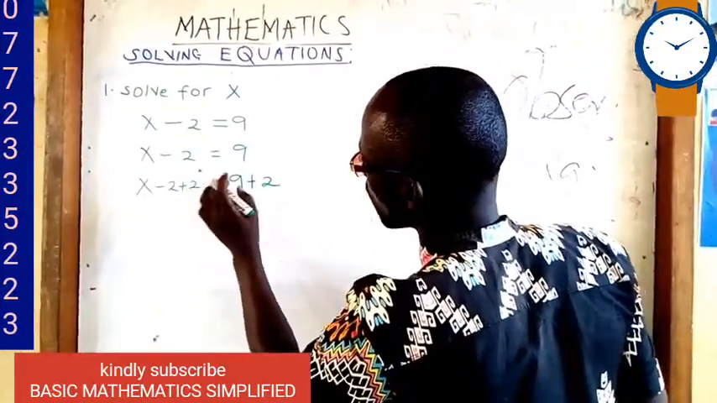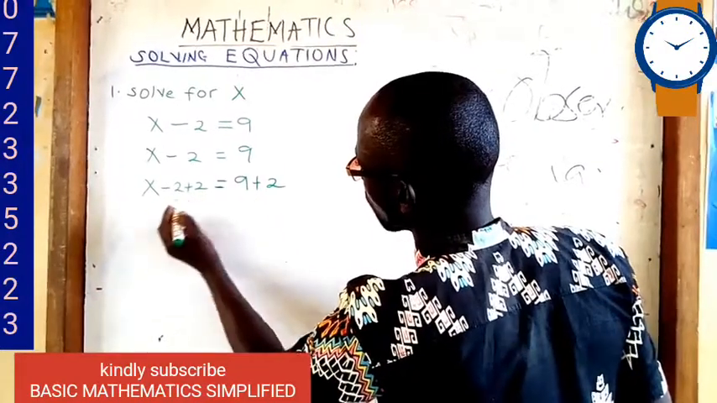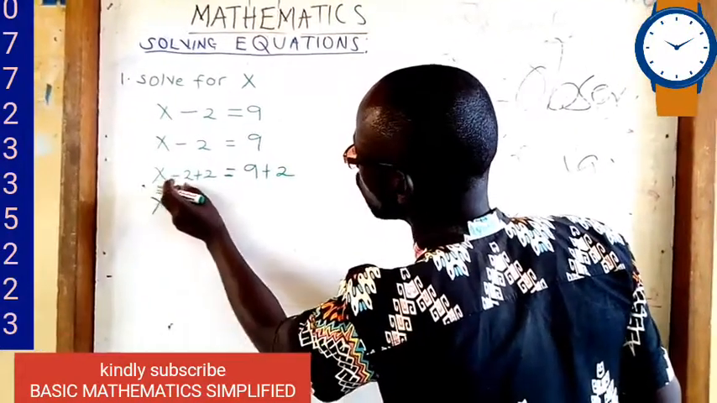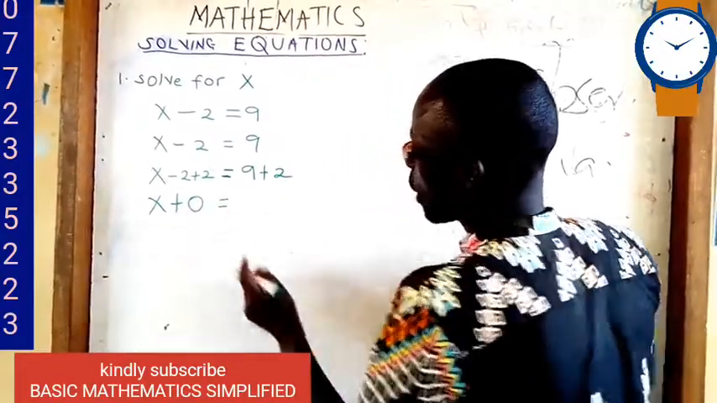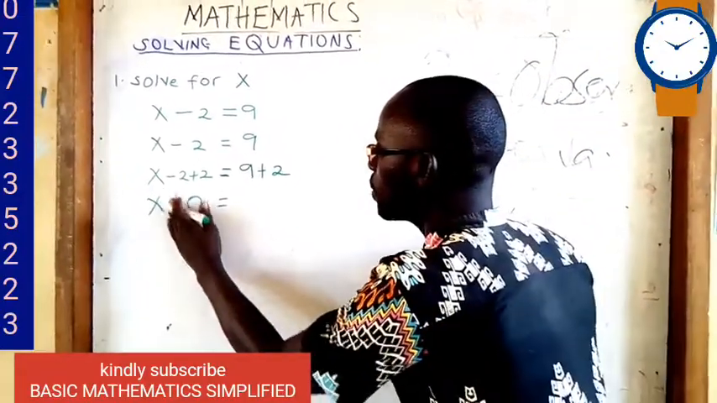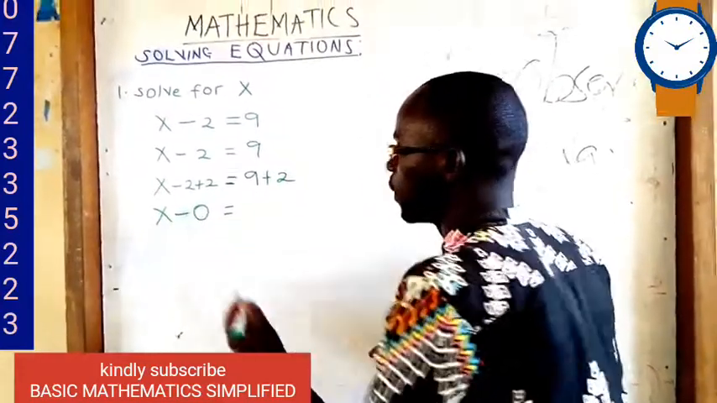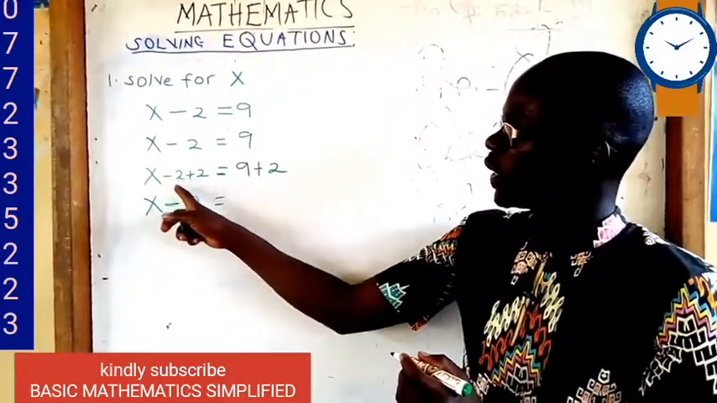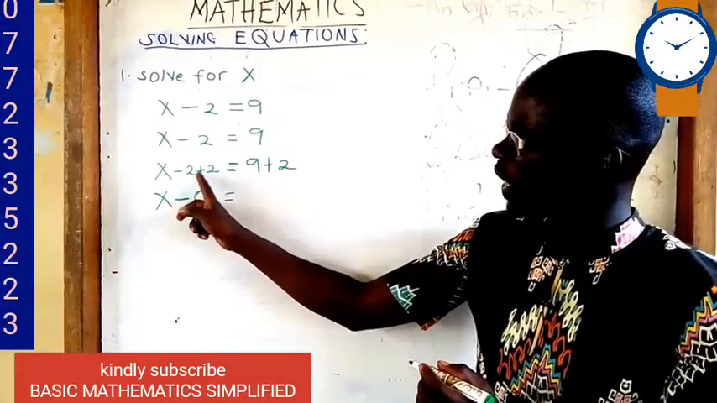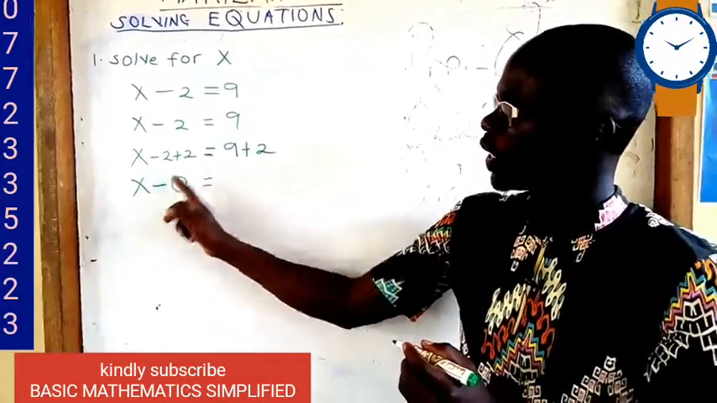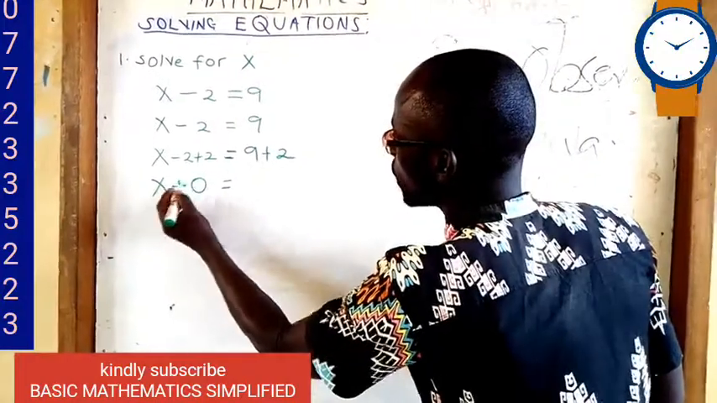Look at my equal sign, they must be on the same line. So you have x. What is negative 2 plus 2? We shall have a 0 here. Some of you want to say minus 0. It's not right because there is no negative 0 anywhere. 0 is neutral. So the operation sign there is possible because negative 2 plus 2 gives us 0, and the operation sign there remains a plus.